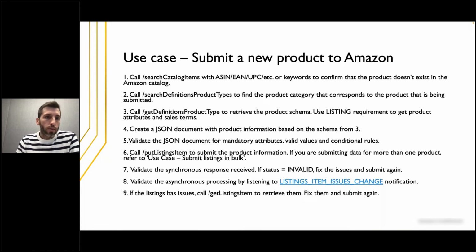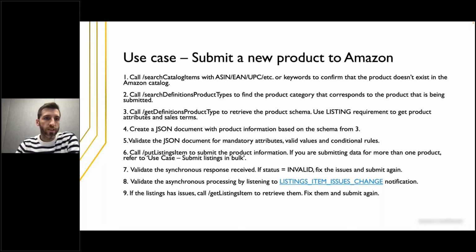So, okay, let's start with the first use case that we anticipated before, which is submitting a new product to Amazon. So in this case, what the selling partner wants to do is create a product that doesn't exist in the Amazon catalog yet, so no one else is selling it, and the vendor or seller wants to submit it for the first time. We described here the steps that you need to do in order to fulfill this use case. You will see that some of the steps here are the same for other use cases, and some of them change slightly.